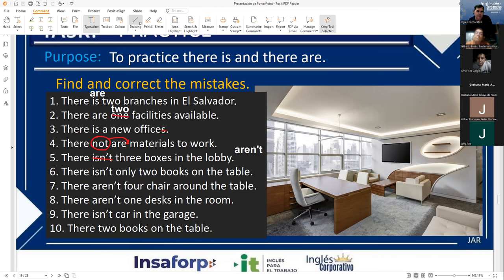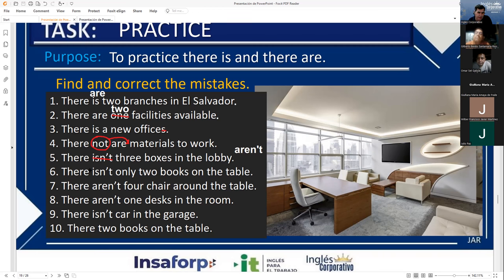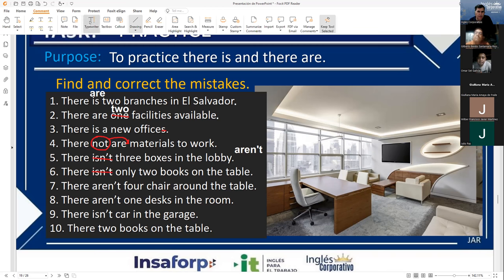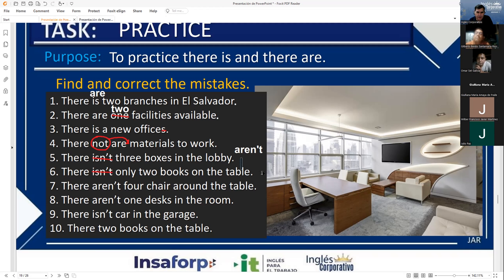It's incorrect. It's the same, yeah. Right? The same situation. There aren't only two books on the table. Yes. So, again, we put aren't. There aren't only two books on the table. Seven.